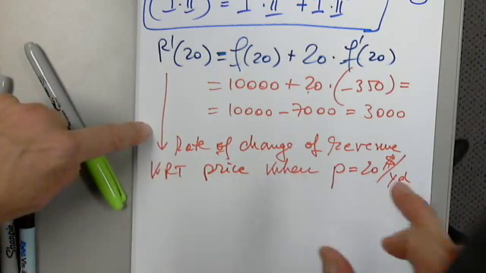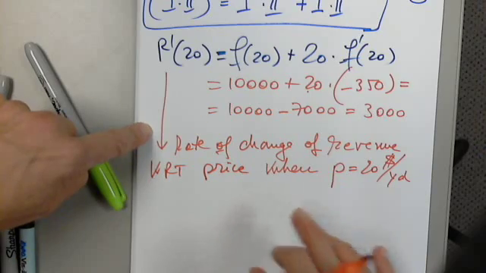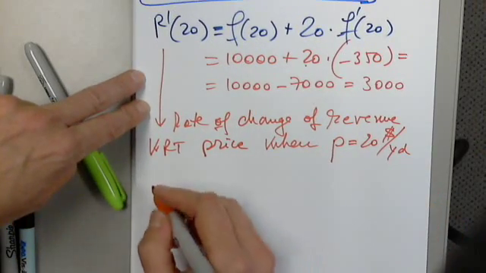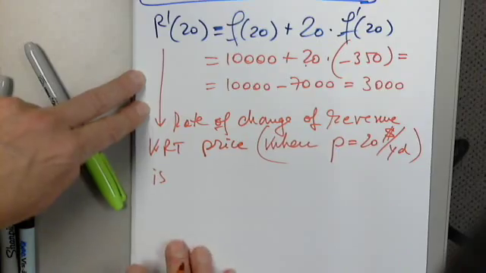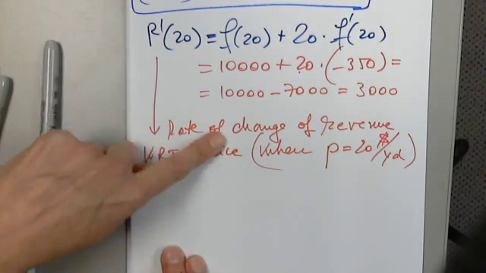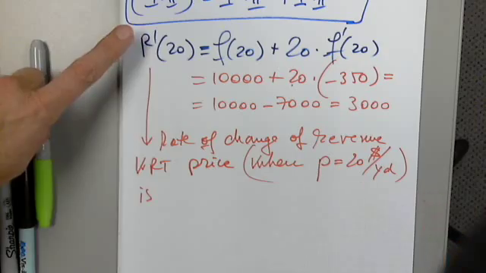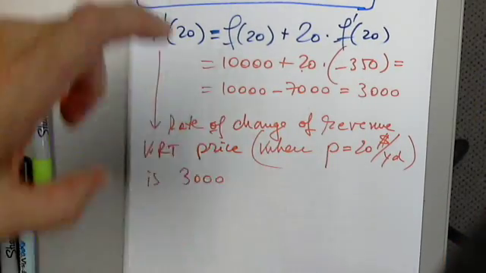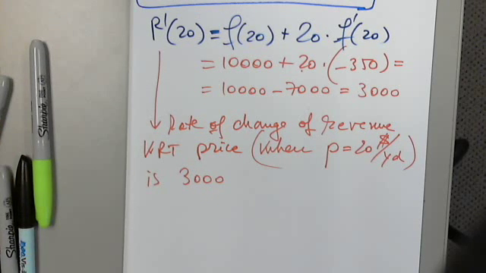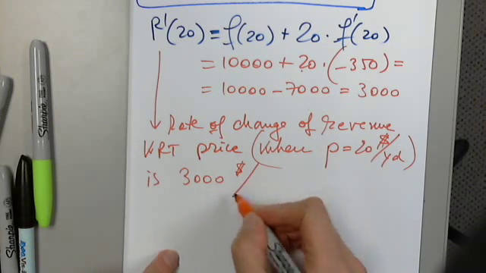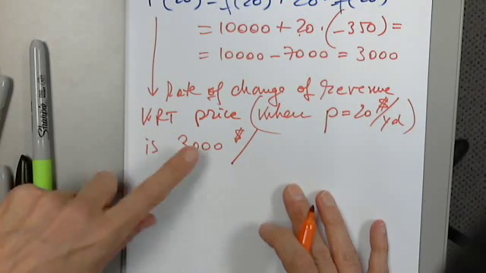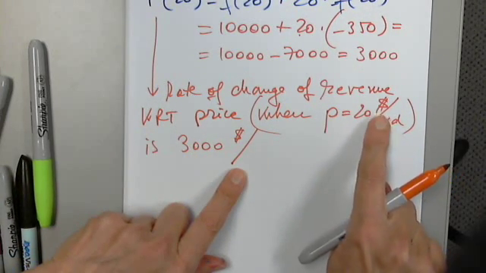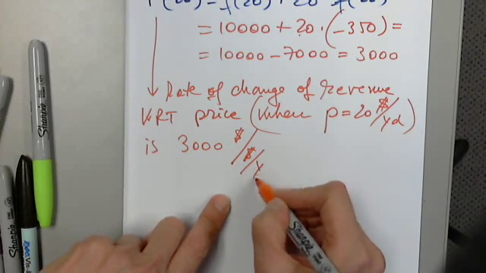So the rate of change of revenue with respect to price when the price is this, so I can put this in parentheses. So the rate of change of revenue with respect to price, of course, when the price is 20, is, okay, now the measurement unit. It's the rate of change of revenue with respect to price. Yes, please, Nick. Yes, dollars per. So that's the revenue. And now price is measured in dollars per yard.